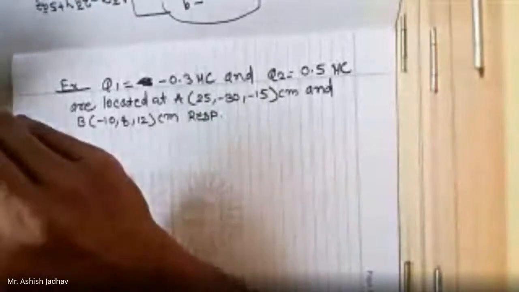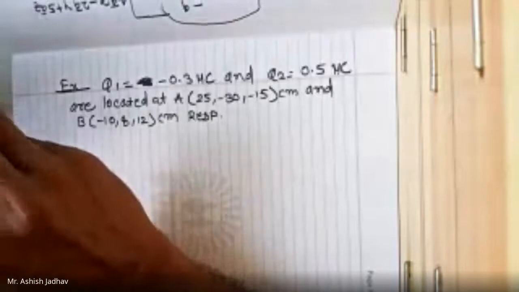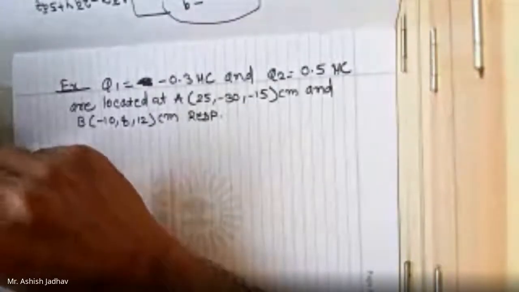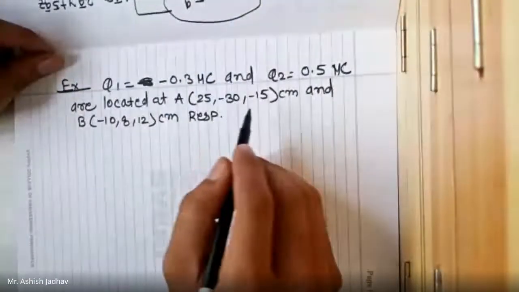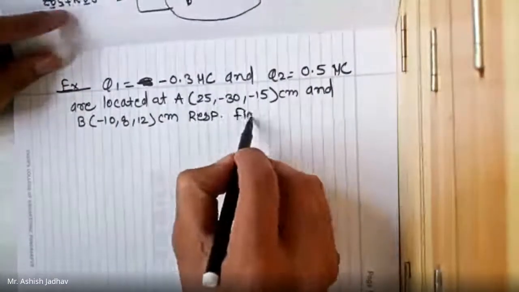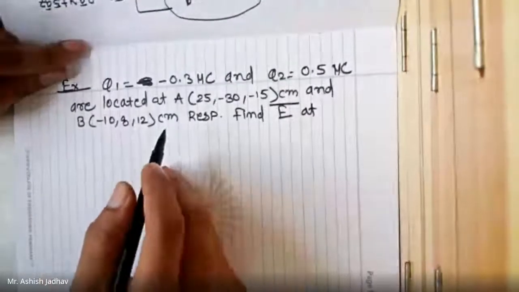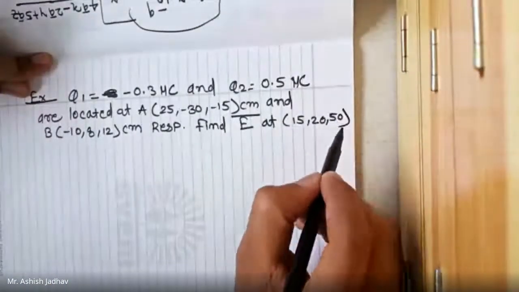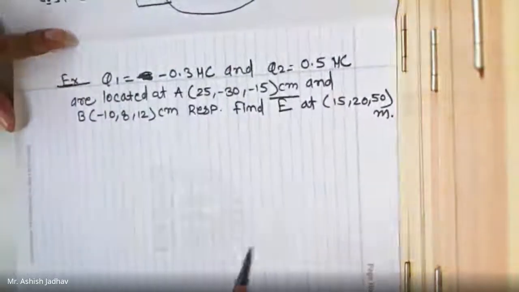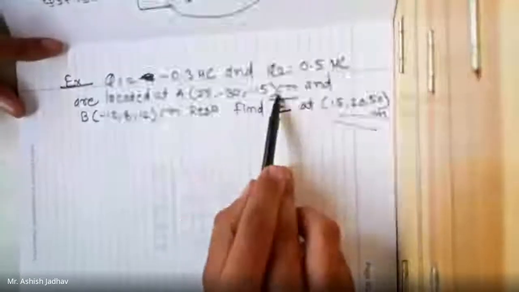If the dimensions are given in centimeters, what is your first task? You have to convert them into meters, right? So you have to get those coordinates converted into meters. Find E bar at (15, 20, 50). This coordinate is already given in meters, so you don't have to convert it.